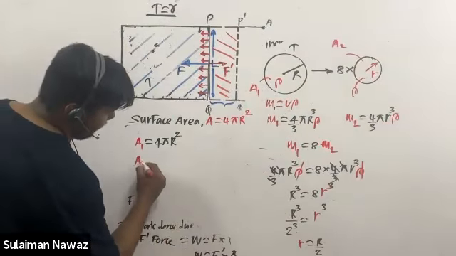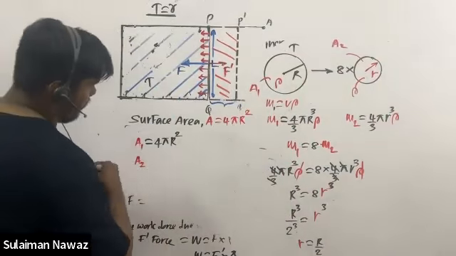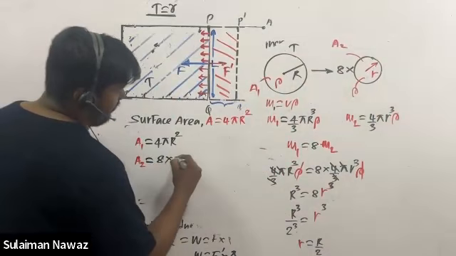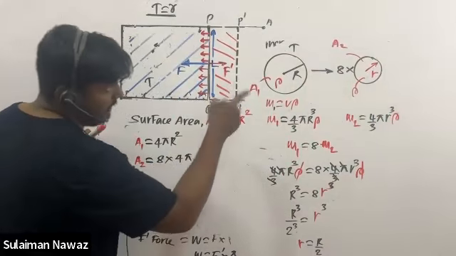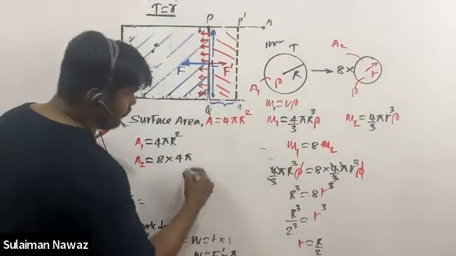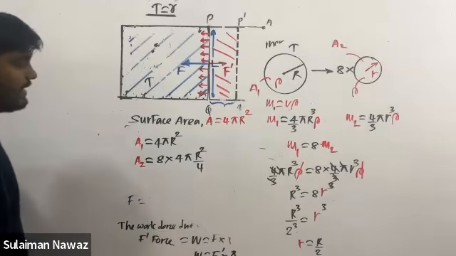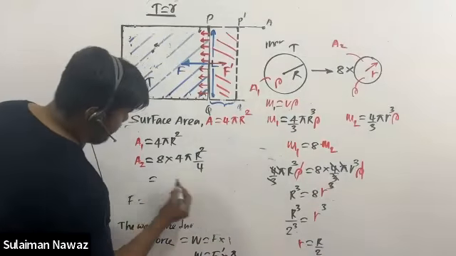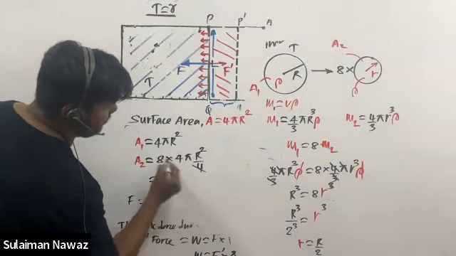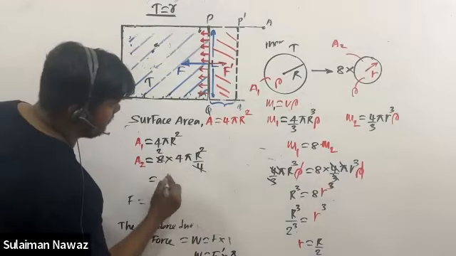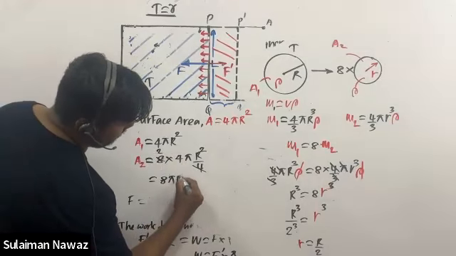A2 equals 8 into 4 pi r squared, where r is R over 2, so r squared is R squared over 4. Then I can say that A2 will be 2. If I cut this one, 2 into 8, 2 into 4 means 8 pi R square.